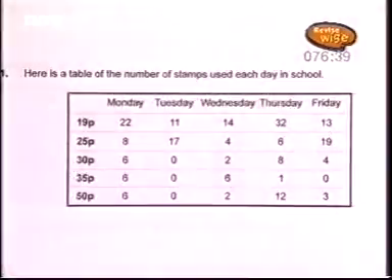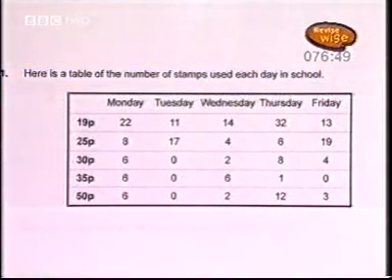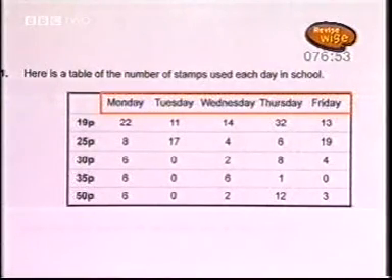Let's have a good look at that table and see what it's telling us. To start with, it's got a title, and that tells you what the table is about. That's the number of stamps used each day in the school. Then it shows you the two things that the table is comparing, the days of the week across the top and the price of the different stamps down the side.